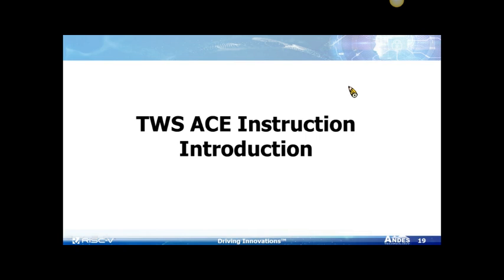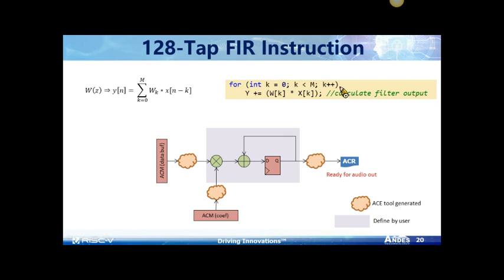Next, I will introduce the TWS ACE instruction. Here is the example of a customized instruction for an FIR filter with 128 TAPS. This is the formula we need to implement. M stands for the TAPS number, W is the coefficient for the filter, and X is the audio data. If we run the formula in pure C code, we just need a for loop to implement it.